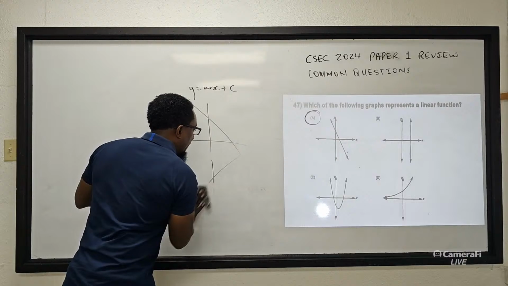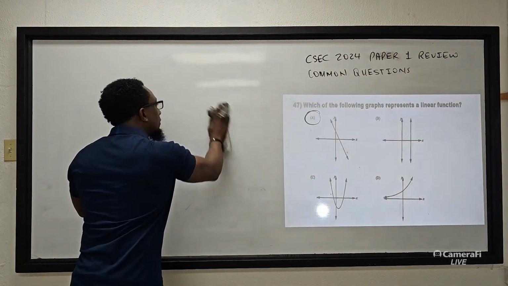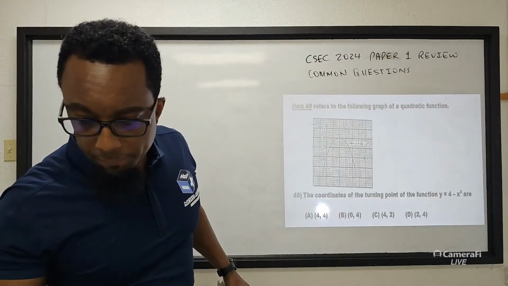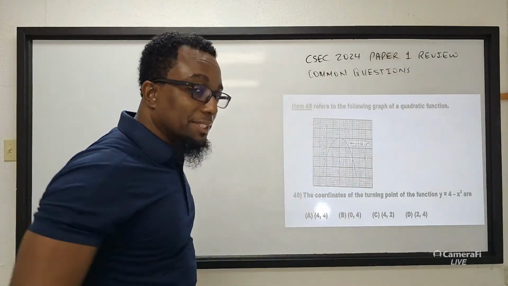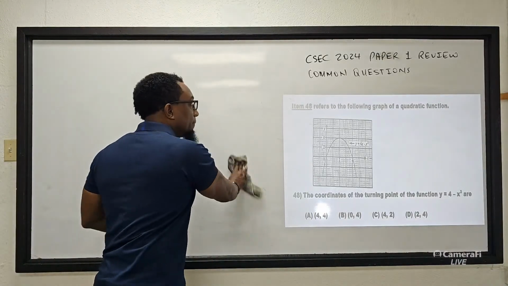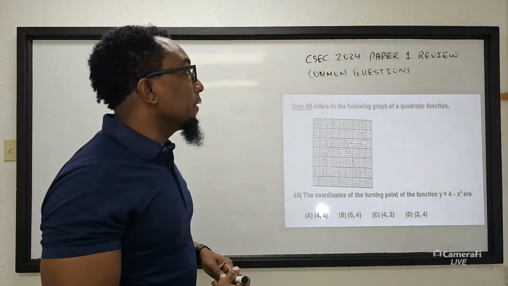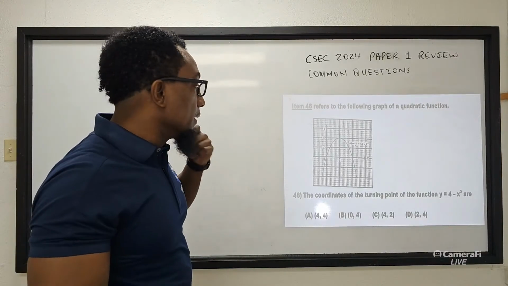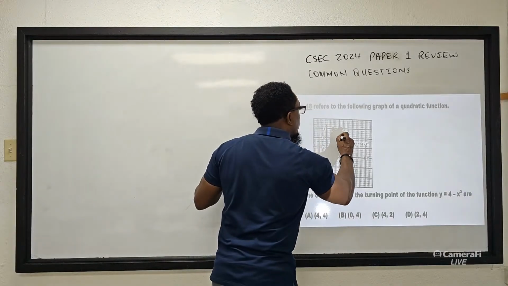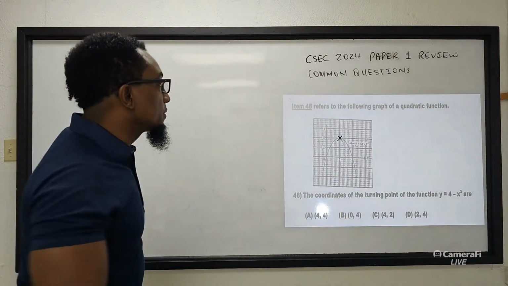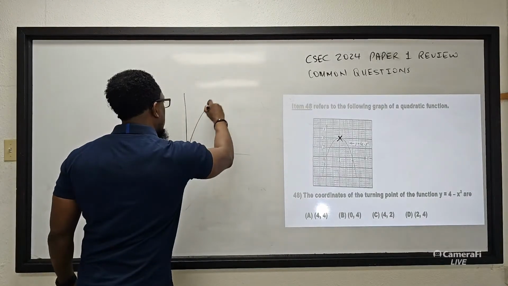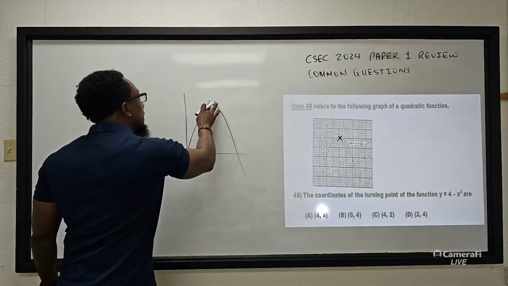Alright, let's look at 48. Very, very common question. They love to bring this one. Item 48 refers to the following graph of a quadratic function. They ask for the coordinates of the turning point. That's where the curve turns. It turns here. This is the turning point.